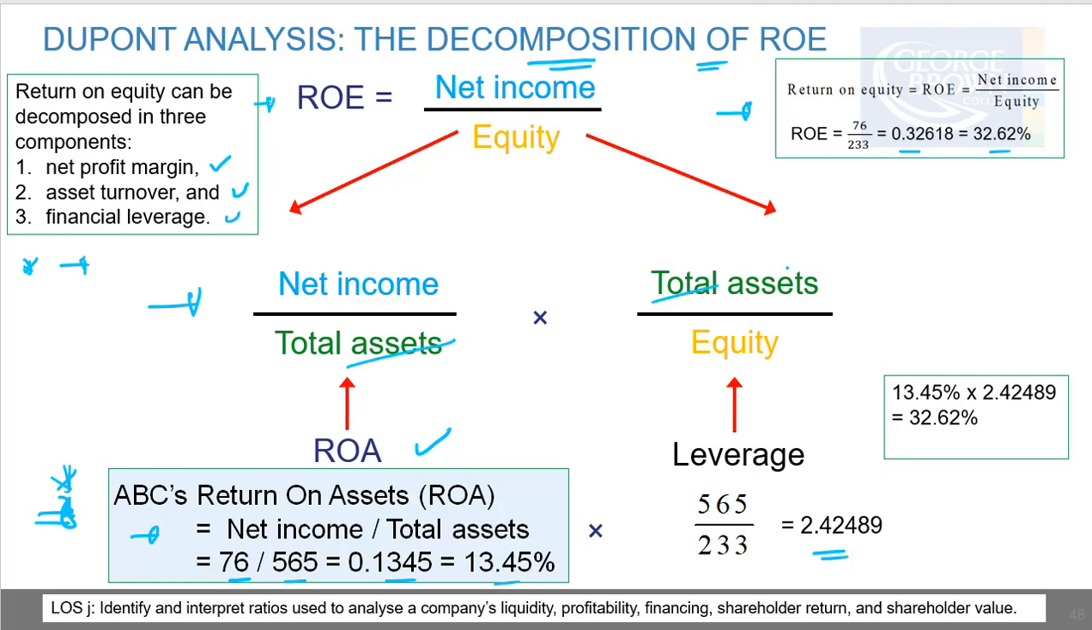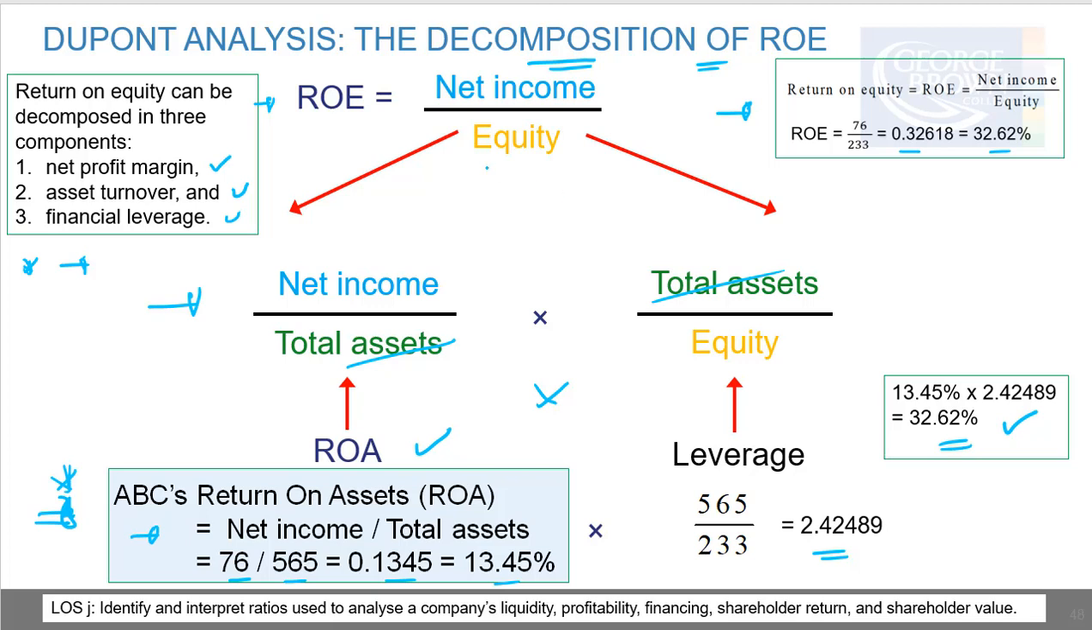If I scratch out the terms for total assets, you can see I'm back to my net income over equity. So all I've done is expand, decompose the ROE at this first level, net income over equity, to ROA times leverage. And so 13.45% times 2.42489, you're getting back to this 32.62% for your return on equity.